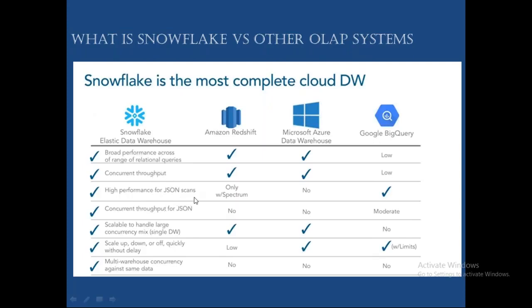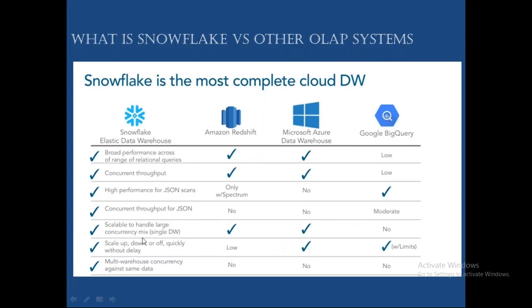High performance for JSON scan. Suppose you have some JSON data and you want to scan it, it will be very fast here, but here it is very slow. But again, Google BigQuery is fast. Concurrent throughput for JSON. Concurrent throughput means parallelly; when you are using parallelism, you will get high throughput in Snowflake, but nowhere else are you going to get that.